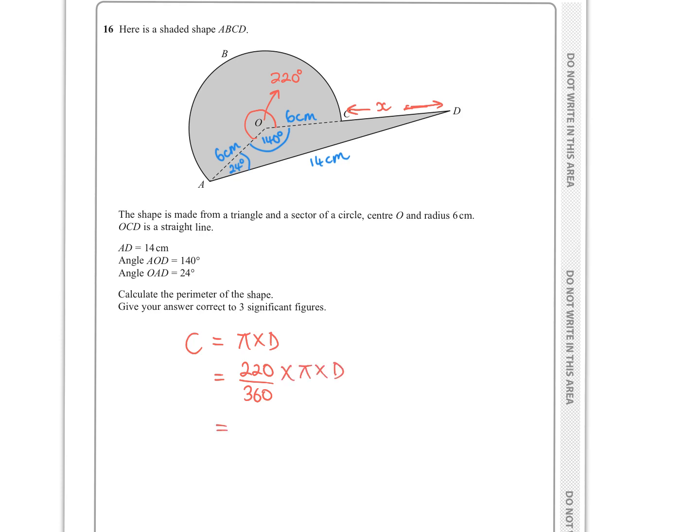Okay, so we know the diameter is going to be 12. So we've got 220 over 360 times pi times 12. On the calculator, you can do a bit of cancelling. I wouldn't suggest getting that as a decimal right now, to be honest. I think we can just cancel it down. So we can cancel by 10 and by 10, top and bottom, and then 12s into 36 is 3. So that gives us 22 pi over 3. So that's the first step.